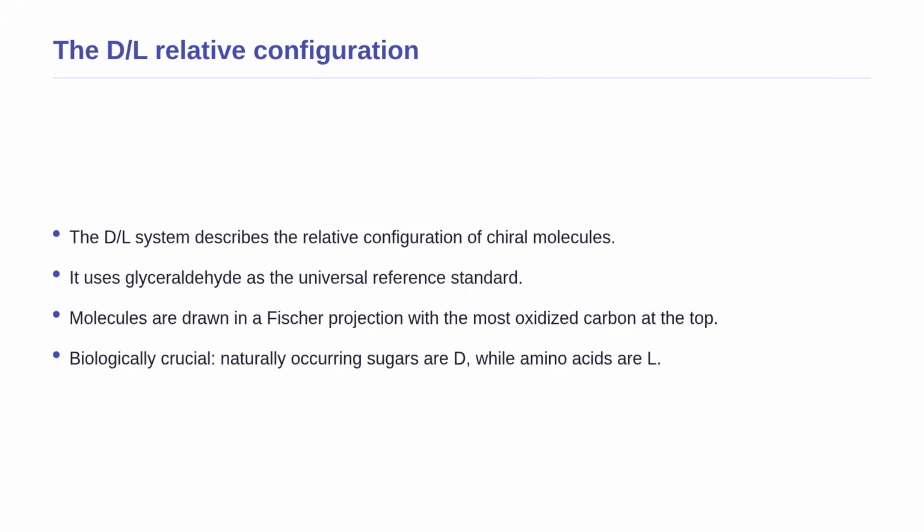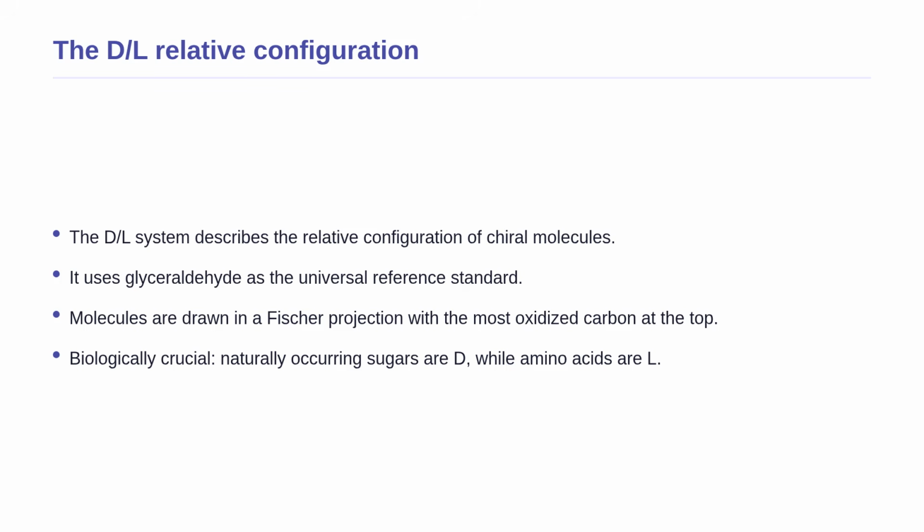To begin, let us look at the D and L designation system. Why does this matter? Well, before we had advanced tools to see molecules in three dimensions, chemists needed a reference point. They chose a simple sugar called glyceraldehyde. This is a relative system, meaning we describe a molecule's shape by comparing it to the standard.